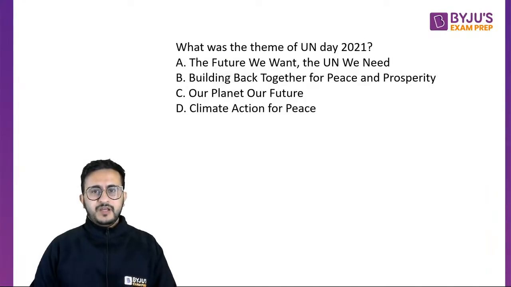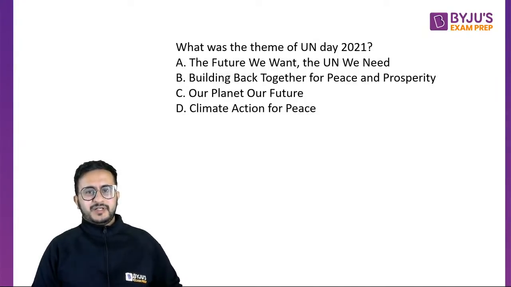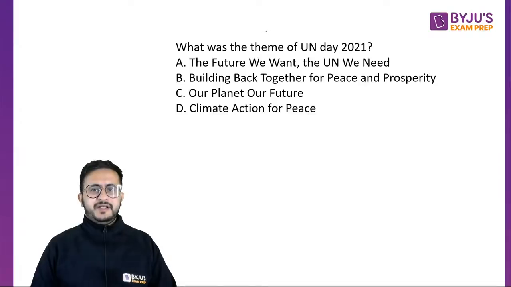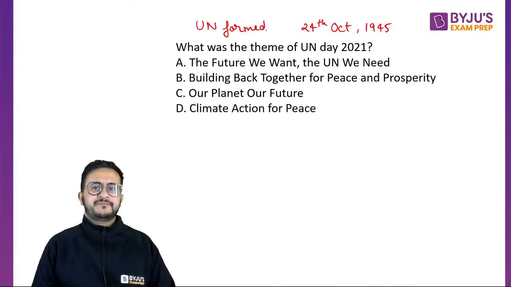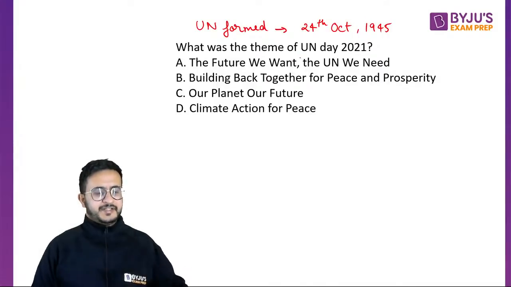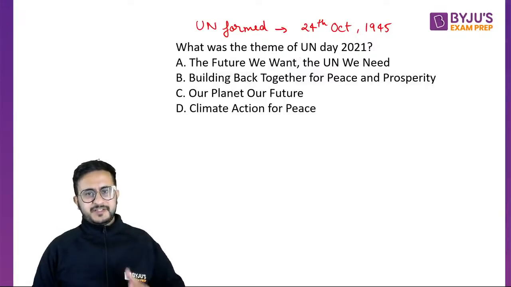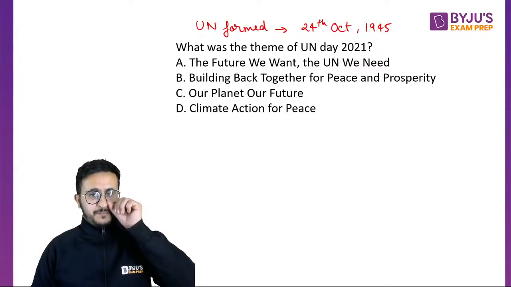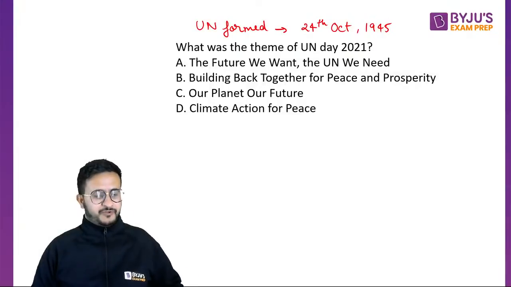Okay. What was the theme of United Nations Day 2021? UN Day is observed on 24th of October every year because on 24th October 1945 the UN was formed. So every year since then, 24th October is observed as United Nations Day. So what was the theme this year? We just discussed. I don't know if you remember this. The future we want, the UN we need, building back together for peace and prosperity, our planet, our future, climate action for peace.